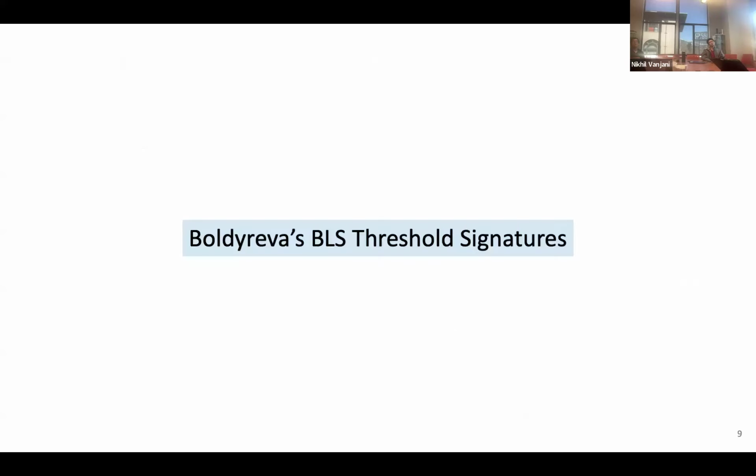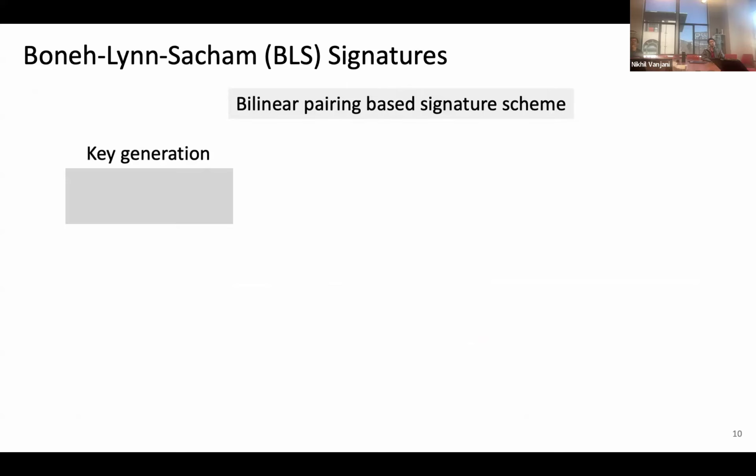Good. So we'll now completely look at Boldyreva's BLS threshold signature scheme. So let's look at the BLS signatures. This is the non-threshold variant that I'll describe. This uses bilinear pairings. For key generation, we have a secret key, which is a randomly sampled field element from a large field. The public key is G raised to S.